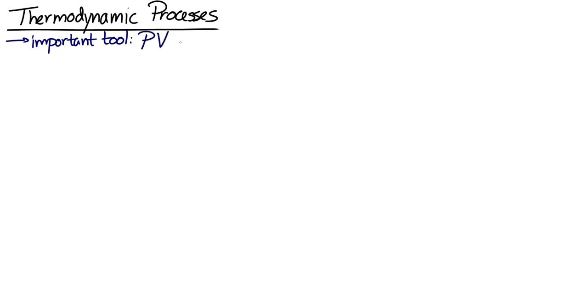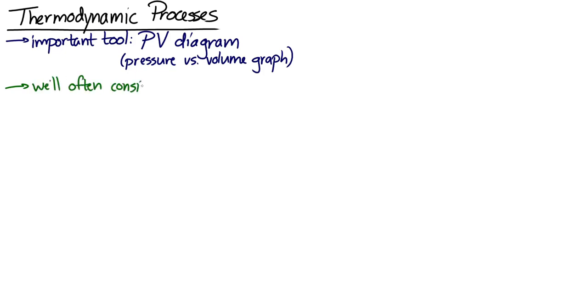Let's take a look at thermodynamic processes. And when we look at thermodynamic processes, one of the most important tools we will use is the PV diagram, which is really just a pressure versus volume graph. And we're often going to look at ideal gases. So let's see, pressure, volume, ideal gases.